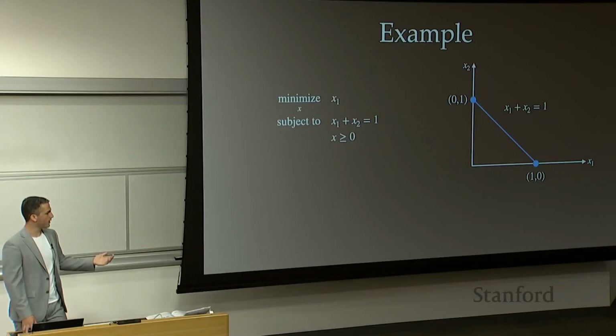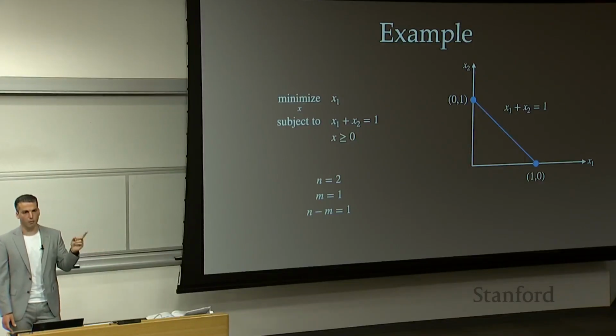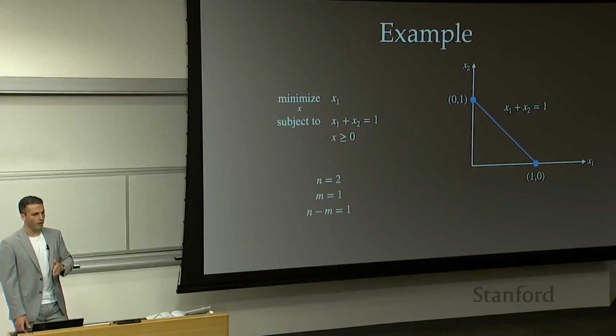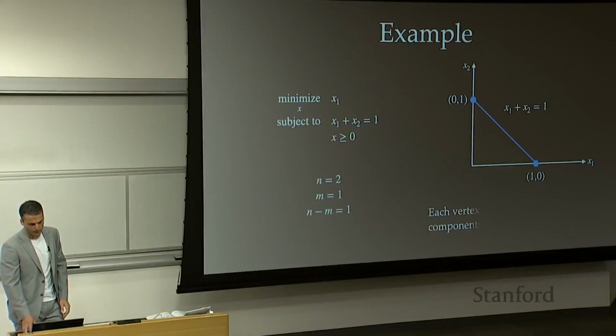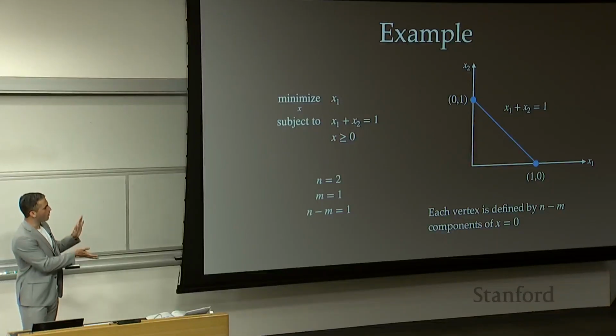So in this simple example, we just have two variables, so n here is 2. We have just one equality constraint, so m is 1. So we know n minus m is going to be 1. So each vertex is going to be defined by n minus m components of x equal to 0. That's one way to look at this.